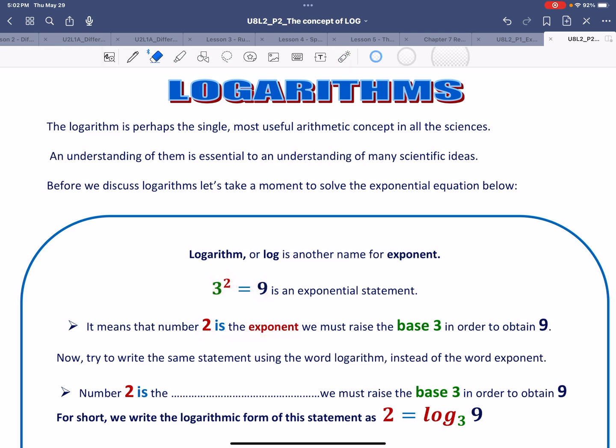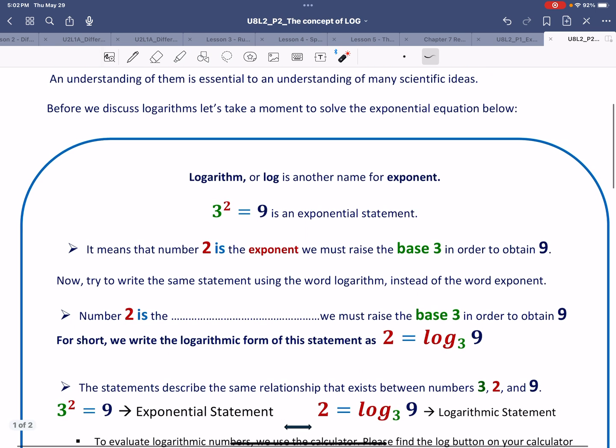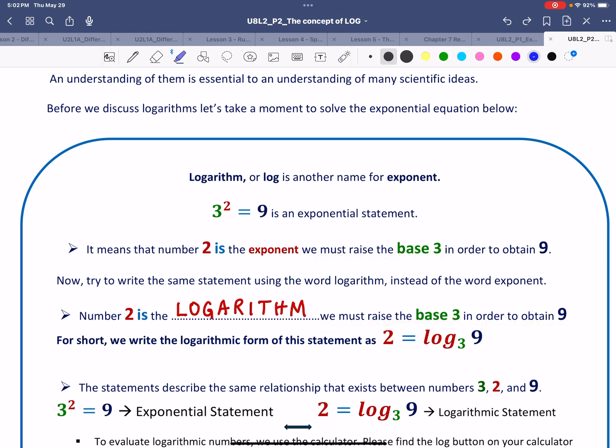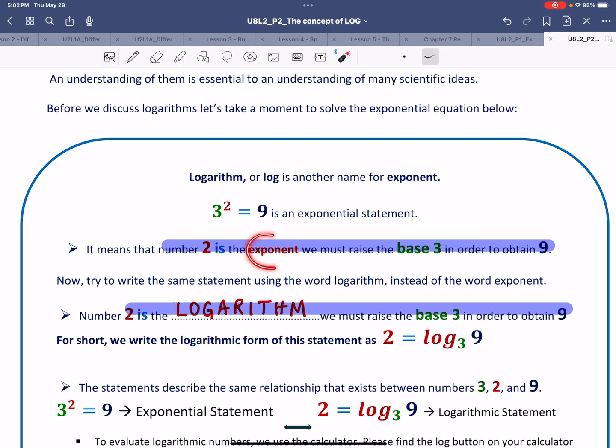Now, we're going to try to write the same statement, but now we're not going to use the word exponent, we're going to use the word logarithm. So number 2 is the logarithm we must raise the base 3 to in order to obtain number 9. As you can see, this statement up here and this one down here mean the exact same thing, and the only difference between them is here you use the word exponent, here logarithm, but they are synonyms. That's how we want to think about it.